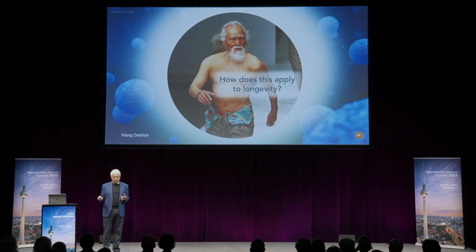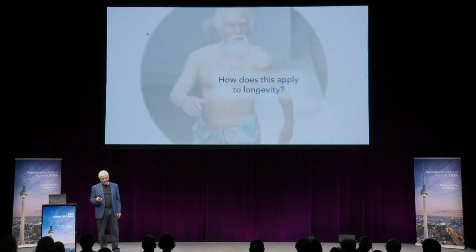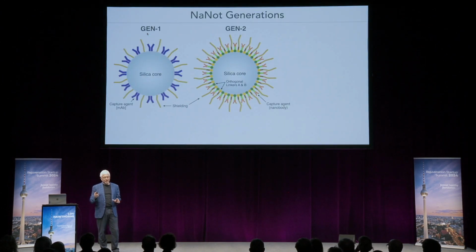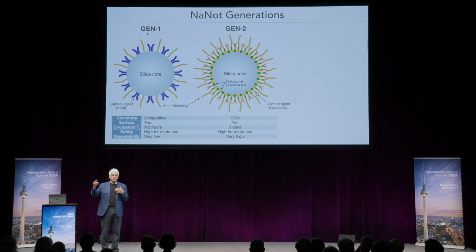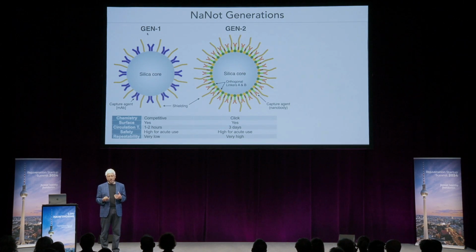So how does this apply to longevity? This is Wang Deshun. He's a runway model at age 88. I mean, I hope I'm still modeling at 88. And I have to mention that in order to move from treating disease to treating longevity, we needed a new generation of NaNot. So we're on our Gen 2 NaNot, which works extremely well using click chemistry, has a good circulation time, it's very safe, very high repeatability.